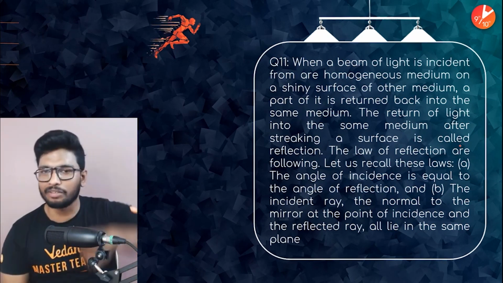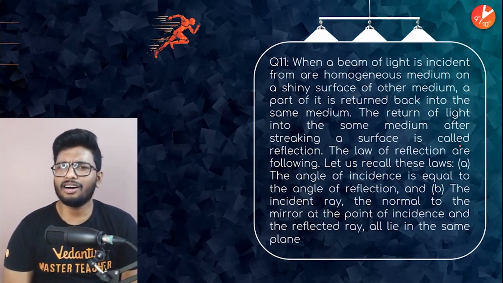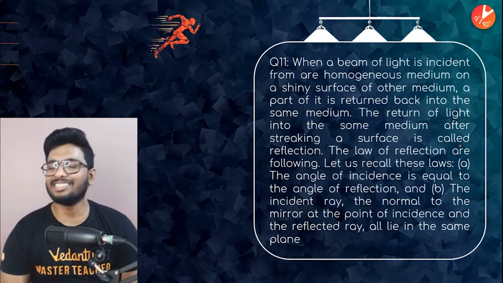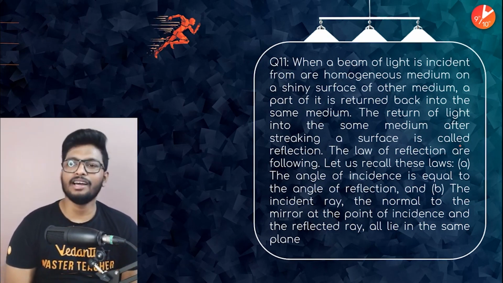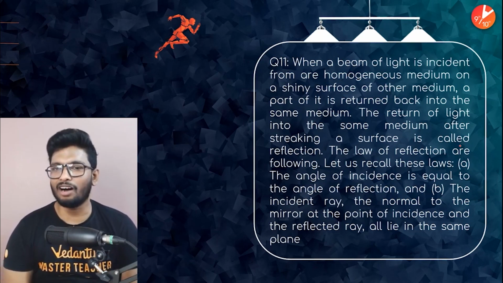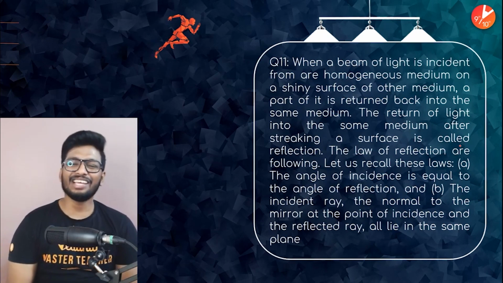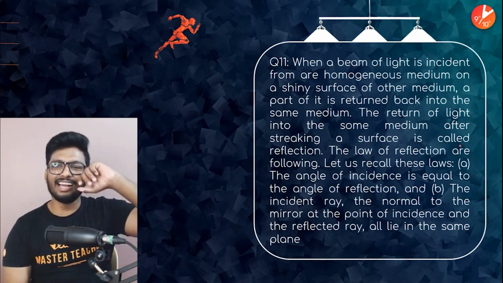Here's the 11th question. A beam of light is incident from one homogeneous medium on a shiny surface of another medium. A part of it is reflected back into the same medium. The return of light into the same medium after striking a surface is called reflection. The laws of reflection are as follows. Let us recall these laws.